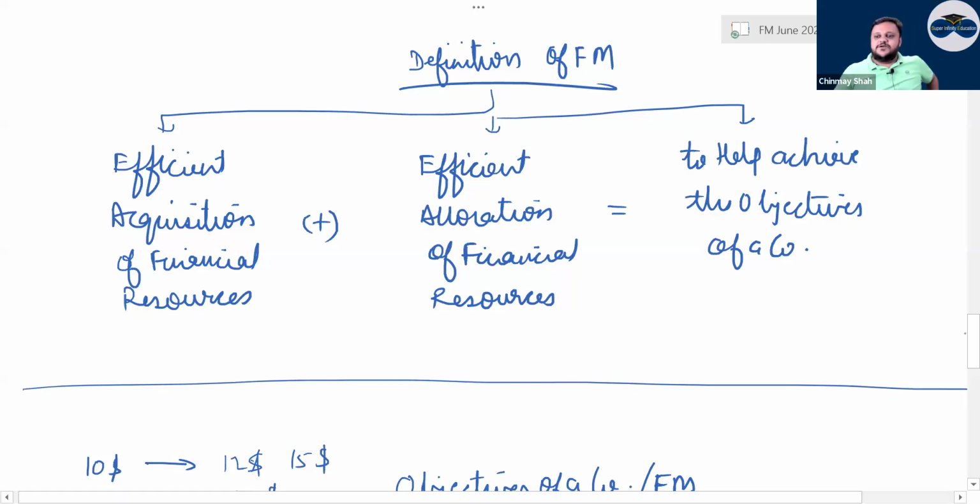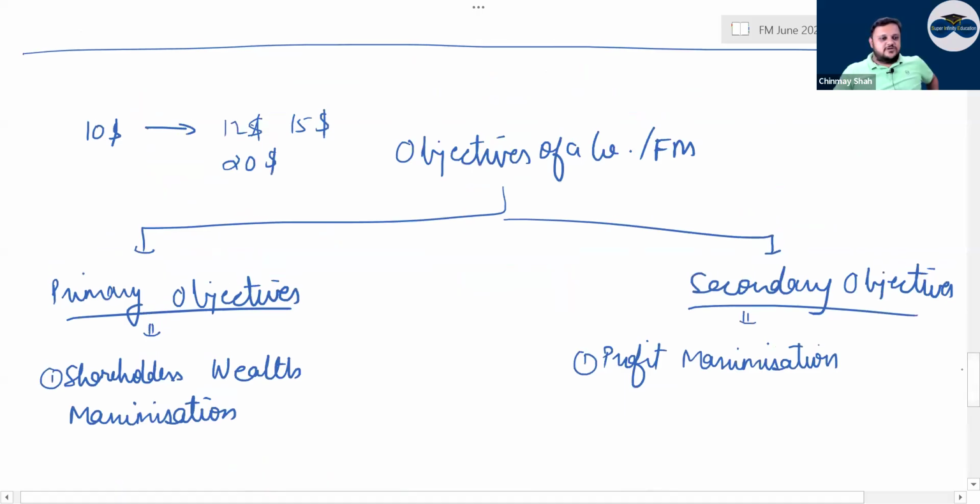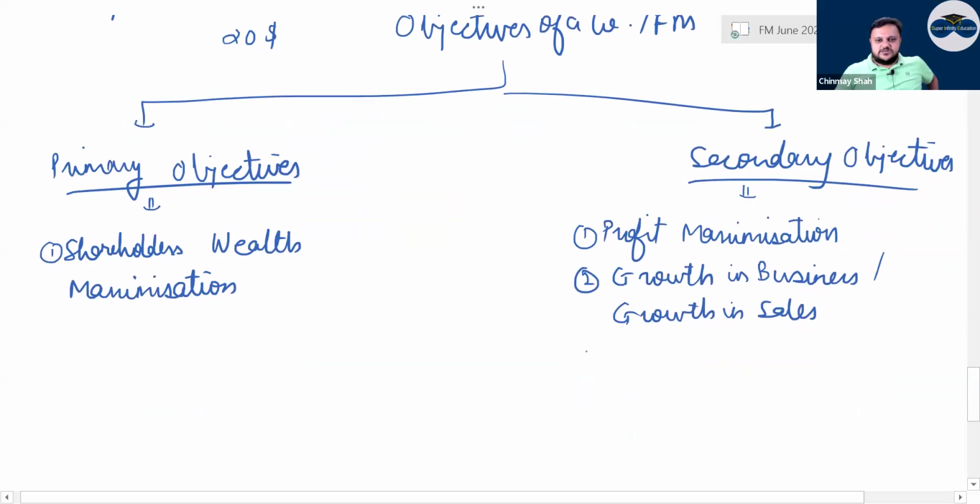Right. So profit maximization is one of the objectives, correct? We'll write a note afterwards. Then you have growth. Growth in business, or growth in sales. Then there is growth in geographical locations.